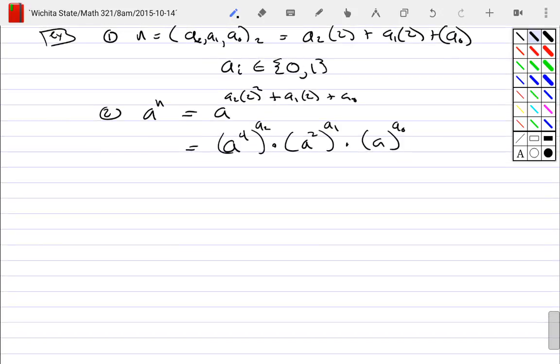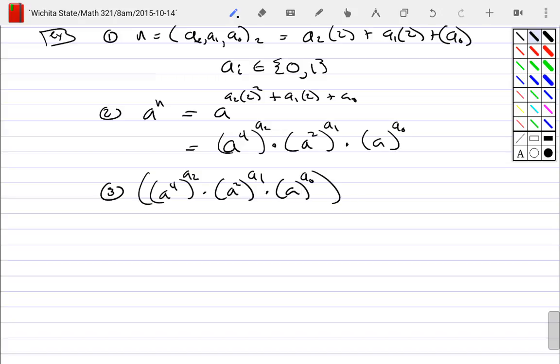And then eventually I'm just going to simply take the mod of that. I'm going to take this a to the fourth to the a2 times a squared to the a2 times a to the 1. So that was supposed to be a1. A1 times a to the a0 mod m. What does modulus do? It goes through everything.